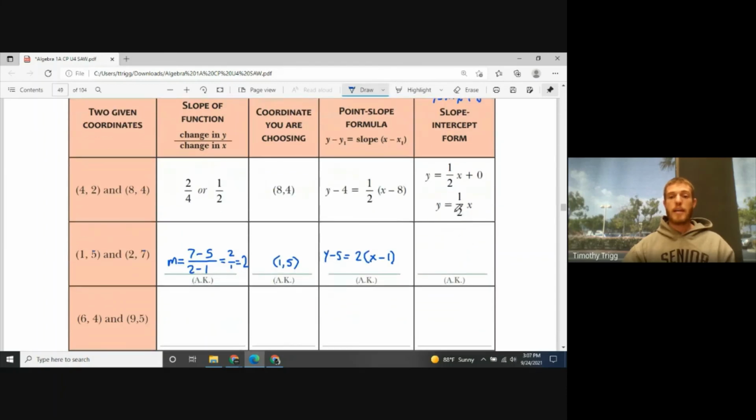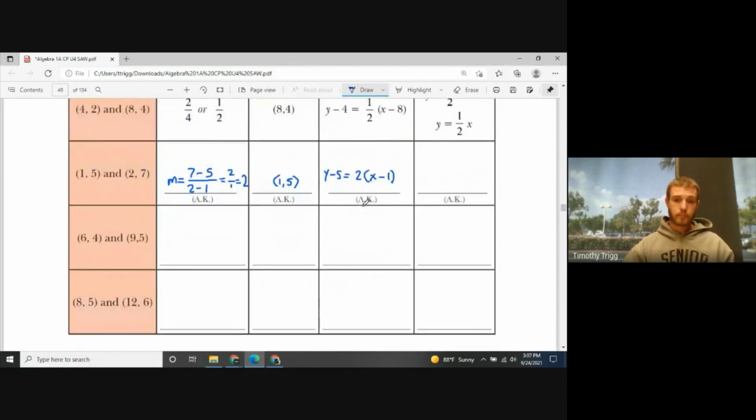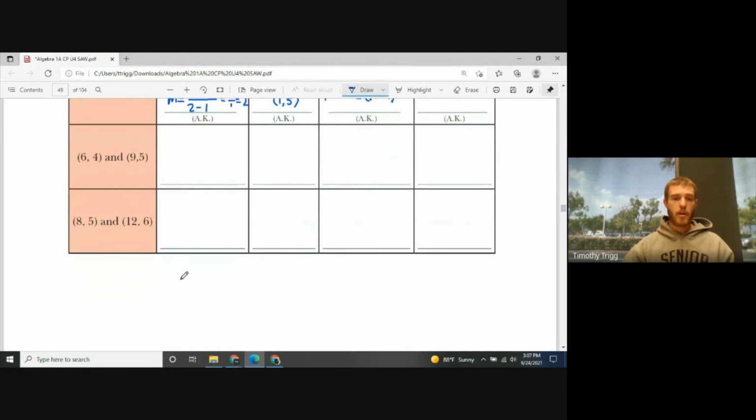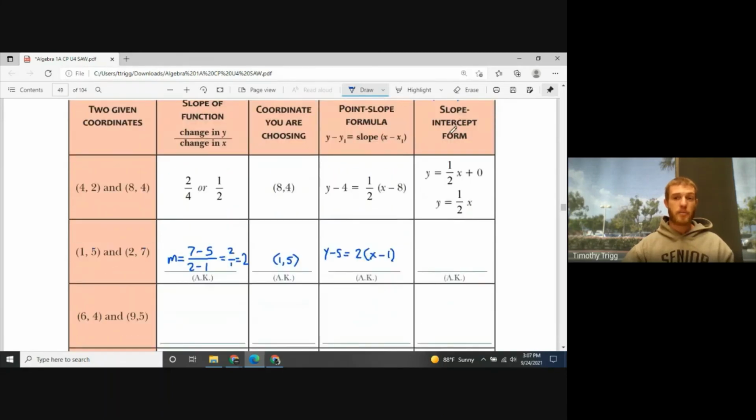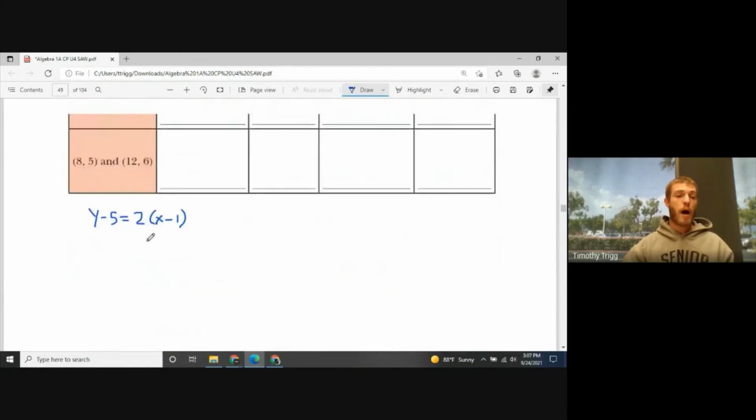Now we can write it in slope intercept form. For that, I'm going to do my work down here. I suggest you do the same, do some work to the side. So this is our first question. And I want to write it as y equals mx plus b. So I want to get y by itself.